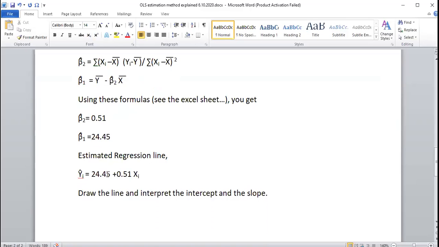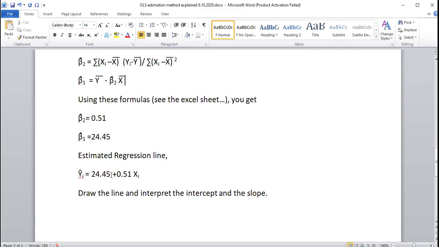From this estimated line you can draw the line, you can interpret the intercept, you can interpret the slope. How do we interpret the intercept? Let's say you got an intercept of 24.45. How do we interpret that? Anybody recalls how to interpret the intercept of the model?